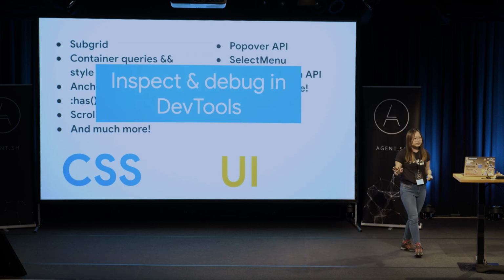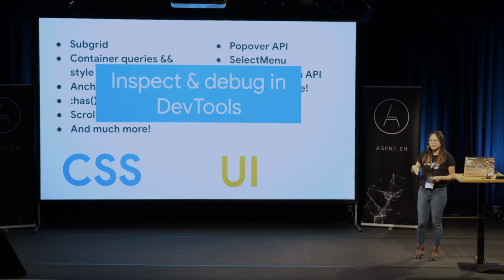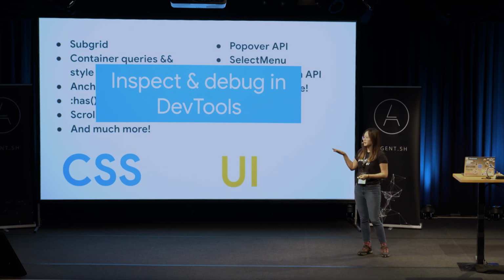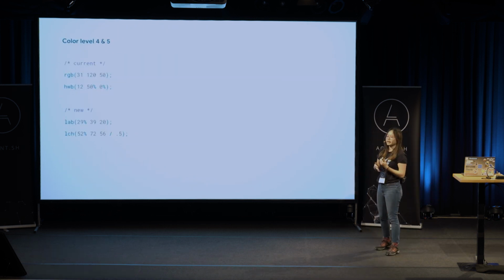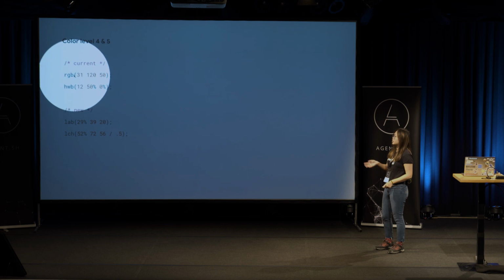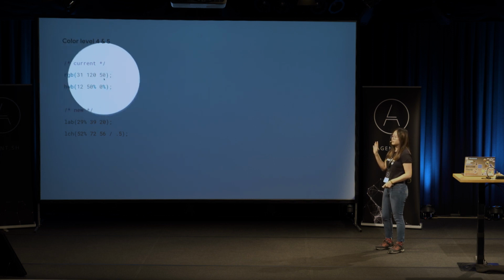But it's even more important that you have DevTools, tools to let you inspect and debug them. Let me just dive into one of the examples. So for example, color level 4 and level 5 is coming. Previously, when we were defining color, we used RGB or just the hex code.